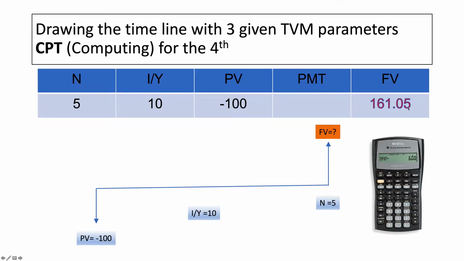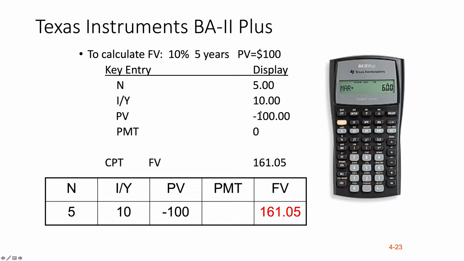Now, for those who cannot really draw the line, you can use a chart like this, a table like this. N equal to 5, I equal to 10, present value negative 100. Since payment we ignore, payment is 0, ignore it. Solving for future value. You get that?